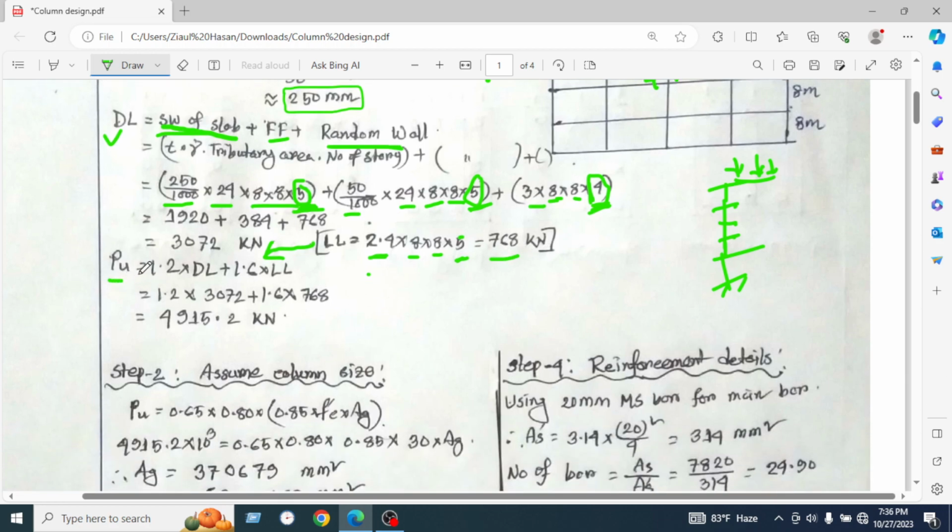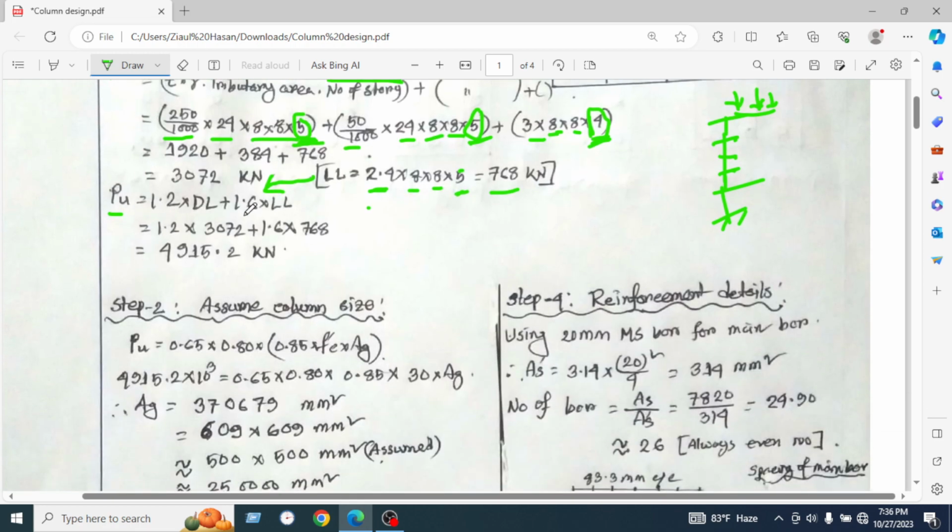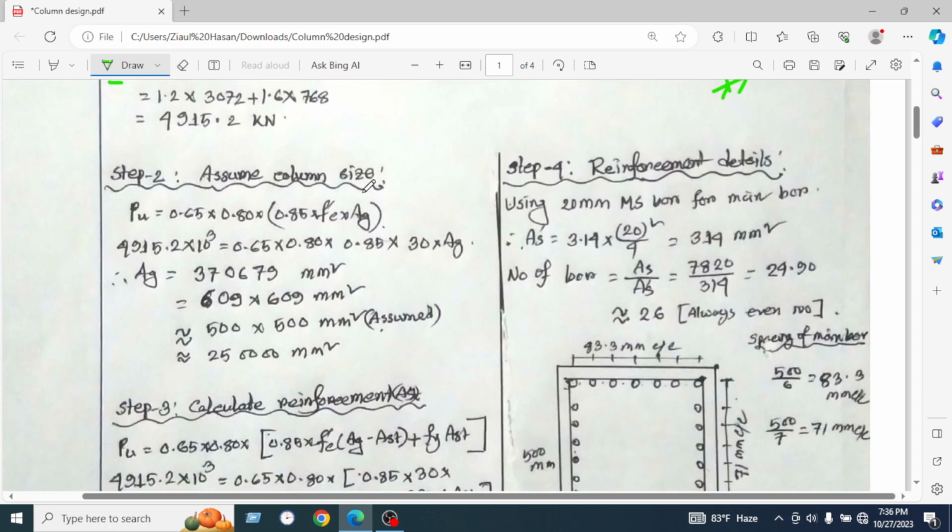And PU, the ultimate load or design load, will be 1.2 dead load plus 1.6 live load, which is 4915.2 kilonewton. Okay, step 2, we will assume the column size. So we have used PU equal to 0.65 into 0.80. We will use this factor because we will use the tied column, and 0.85 f'c Ag.